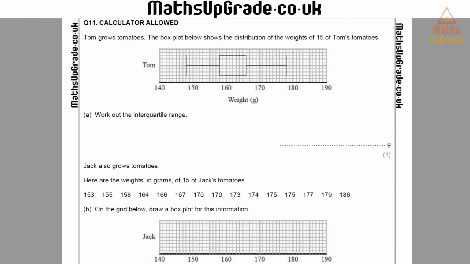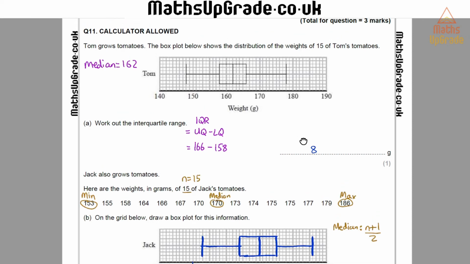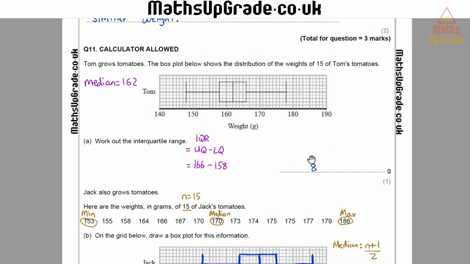In question 11, we're given a box plot showing distribution of weights of Tom's tomatoes, and we need to work out the interquartile range. So the interquartile range is just the upper quartile subtract the lower quartile. The upper quartile here is given as 166 and the lower quartile is 158. So if I subtract those numbers, I'll get 8 as my interquartile range.